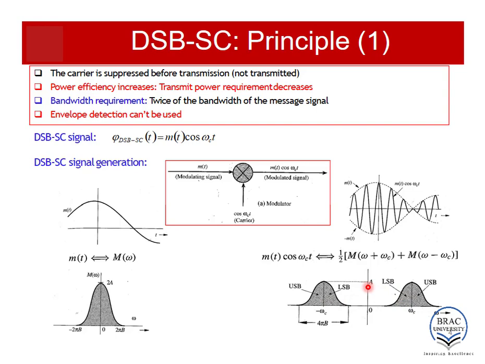Of course, there are both upper sidebands and lower sidebands. This and this part make up the upper sideband, and this part makes up the lower sideband. And you can see the message bandwidth is actually 2πB, but the modulated bandwidth is actually 4πB, double the original message.